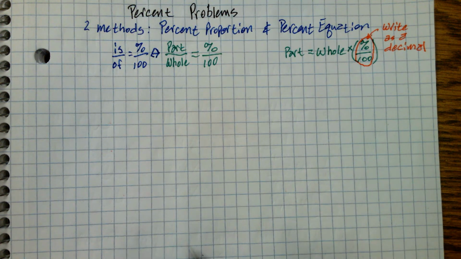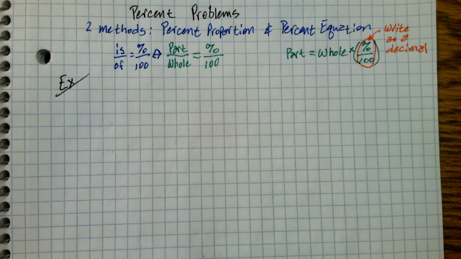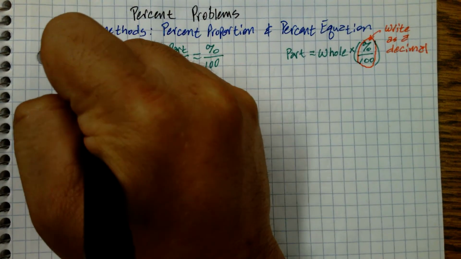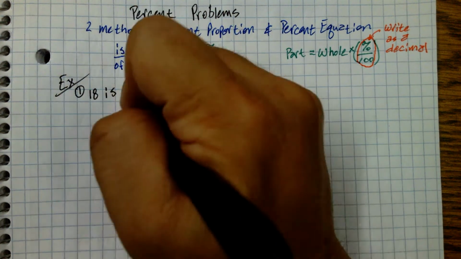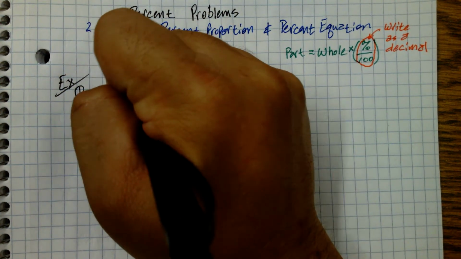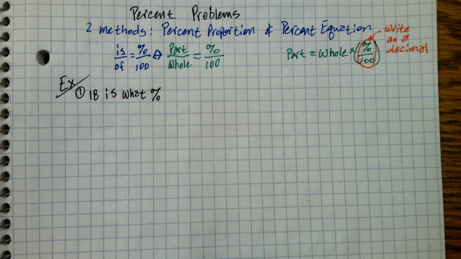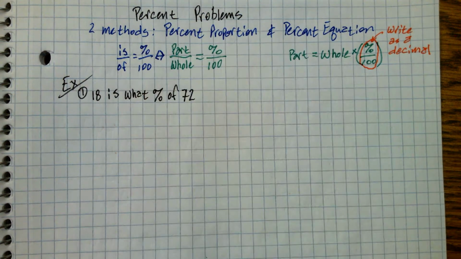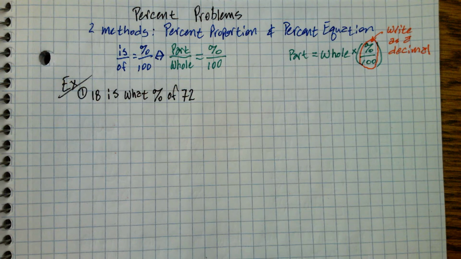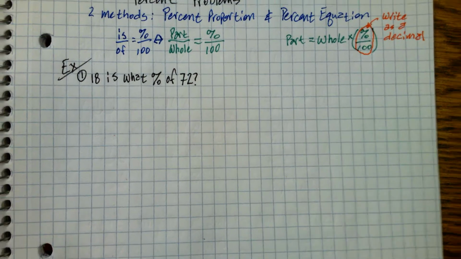So let's go ahead and just do some examples. You're going to get some questions like this. 18 is what percent of 72? Write that down, and that's a question, so question mark. And we're going to solve it two different ways.